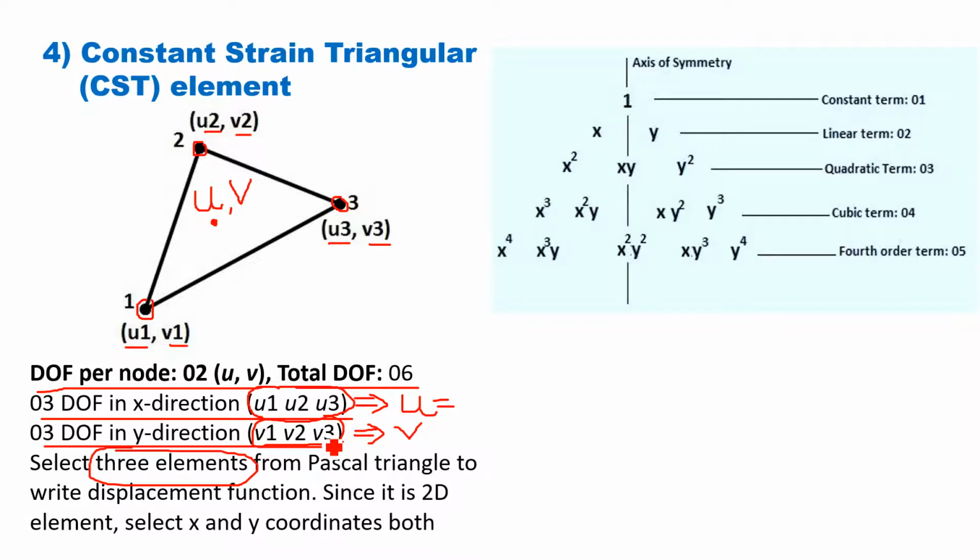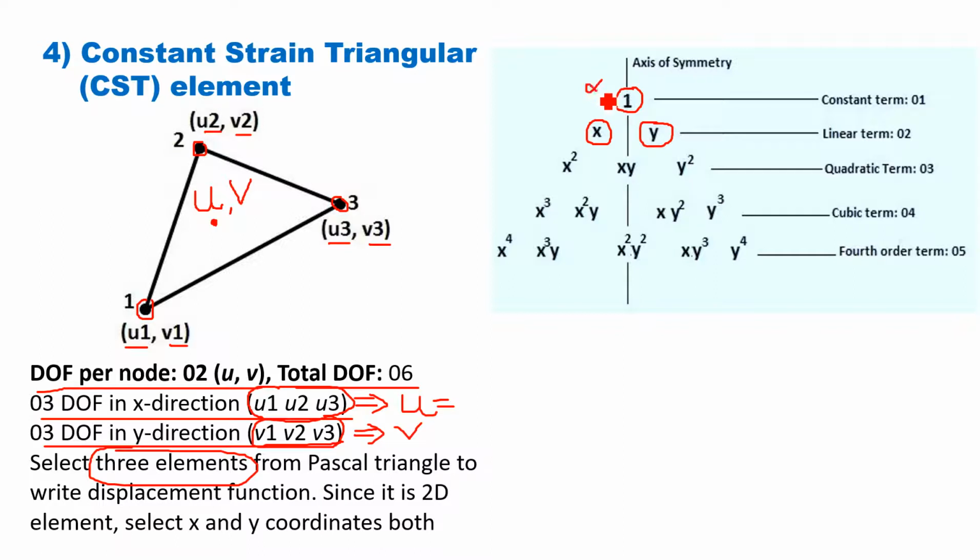Now understand, this is a 2D element, and we have to maintain the axis of symmetry, because we can select x as well as y coordinate from the Pascal triangle. Since it is a 2D element having both x and y coordinates, we can select both from the Pascal triangle. So which 3 elements should we select? First one is 1, and from the second row it is x and y. Right? So total are 3 elements.